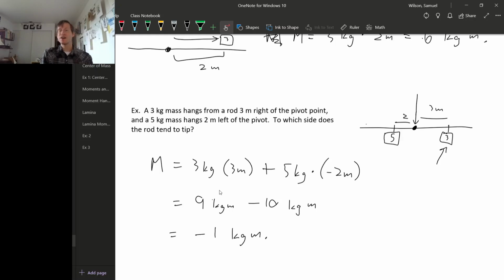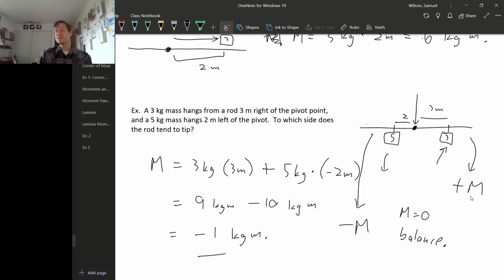So the moment of this whole system is negative, so that means that this rod is going to want to tip down on the left-hand side, not on the right-hand side. So if the moment is positive, the right-hand side wants to tip down. If the moment is negative, the left-hand side wants to tip down. And if the moment is 0, then it balances.